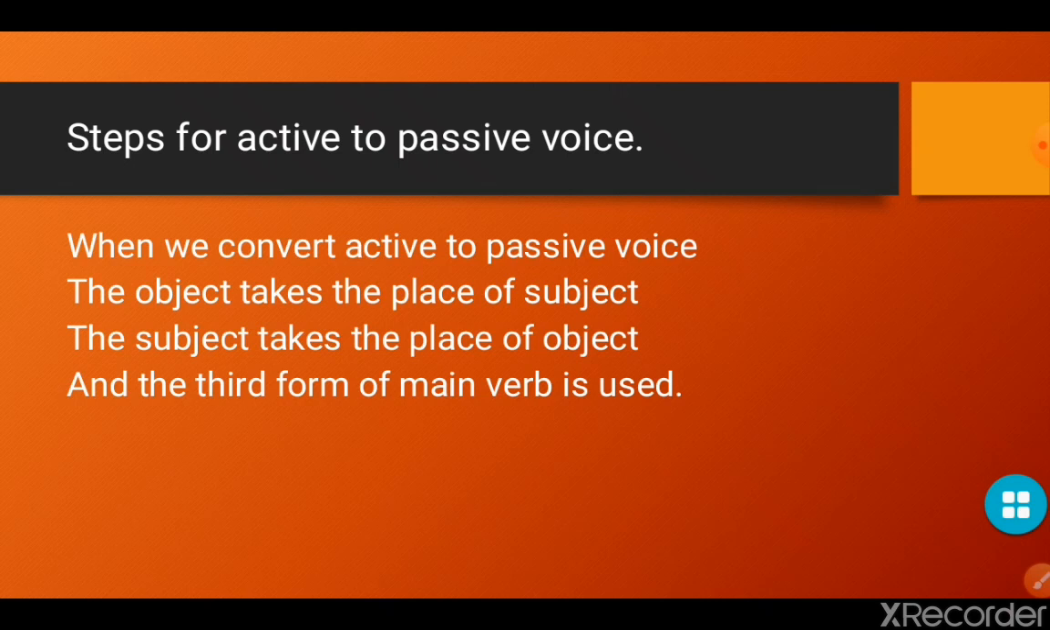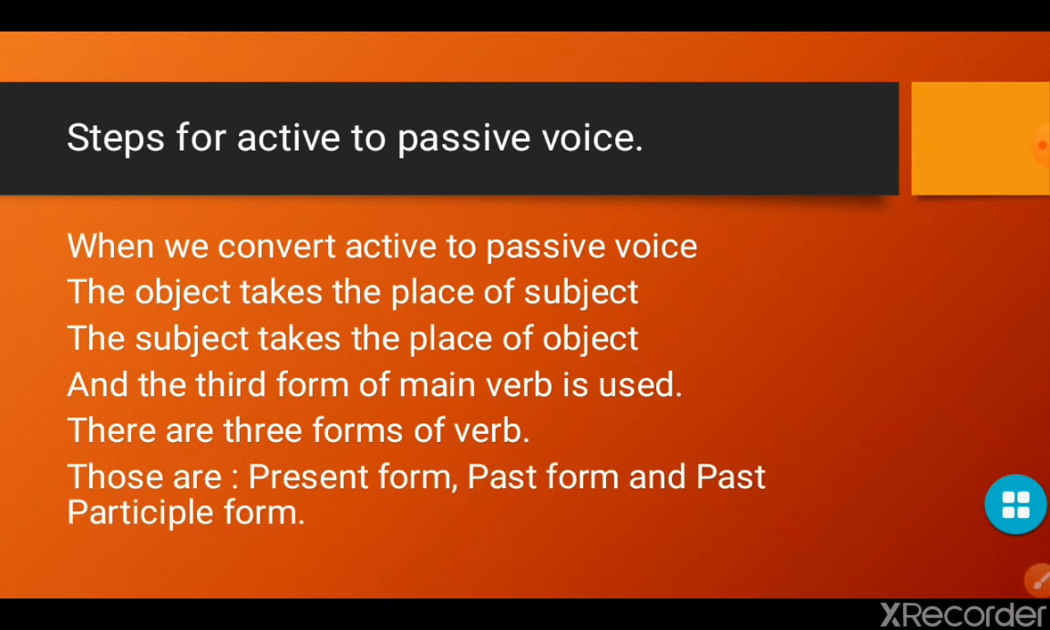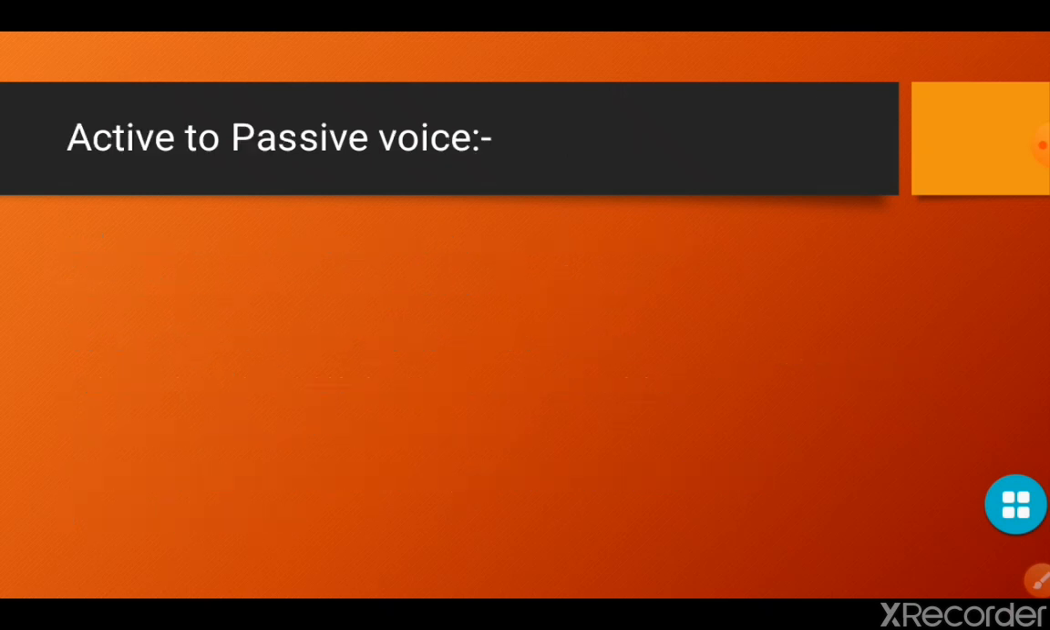The third form of main verb means there are three forms of verb. What is that? The present form, the past form, and the past participle form. Okay? I hope all of you know about the three forms of verb. So let's see how it can be a passive voice. I have already told that the object takes the place of subject, the subject takes the place of object, and the third form of main verb is used.